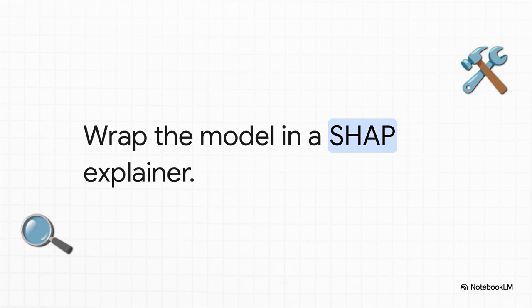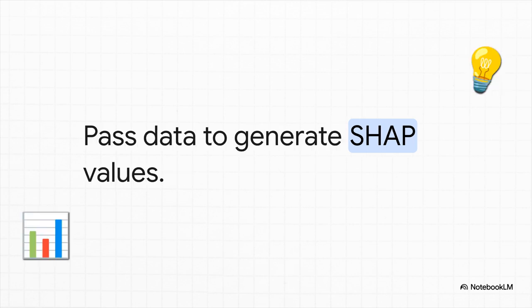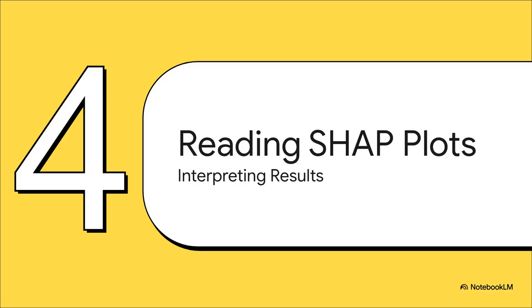It's pretty amazing. And finally, step 3, we pass our actual data set through that explainer. What this does is generate a matrix of raw SHAP values. You get one for every single row and every single feature in your data. This matrix is the absolute fuel for all your downstream visuals, calculating those game theory contributions for your entire churn dataset. Moving right along to part 4, reading SHAP plots.